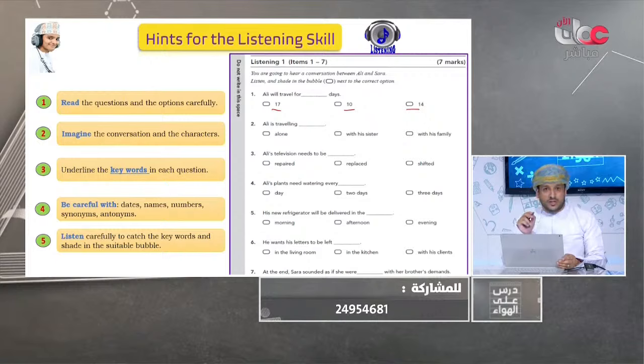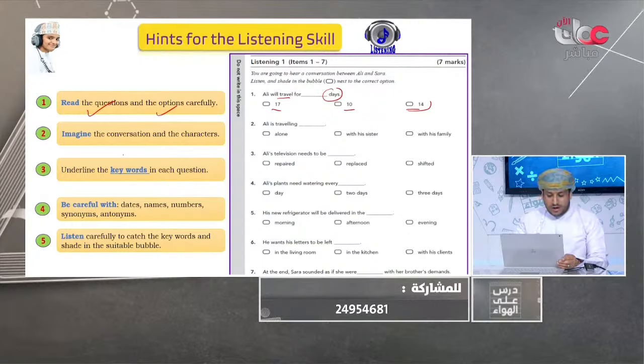What I would like the students to do is to read the question carefully with the options. Please read the questions. Try to spend at least 5 minutes to read all the questions. Try to understand and try to underline the keywords. Here, Ali, for example, traveled for how many days? 17, 10, or 40. So you have to read fast, underline the keywords, and then try to imagine the conversation or the character in your mind.